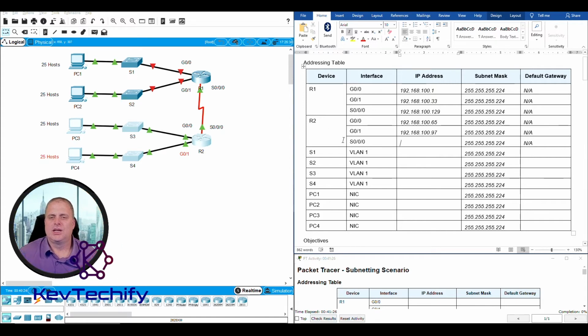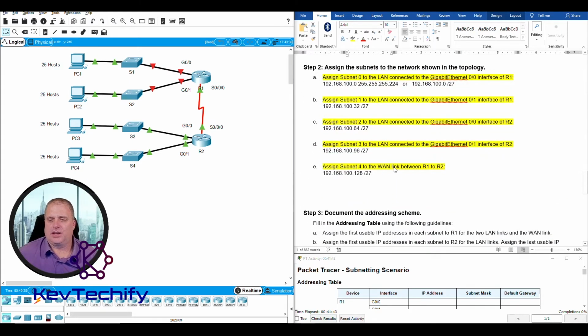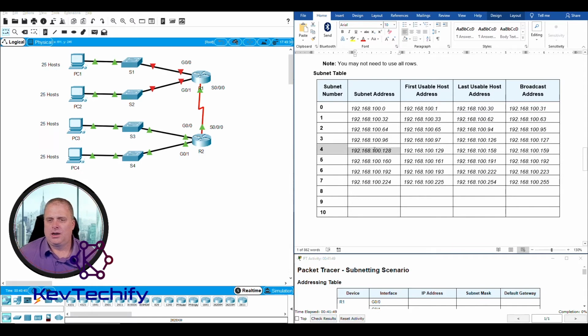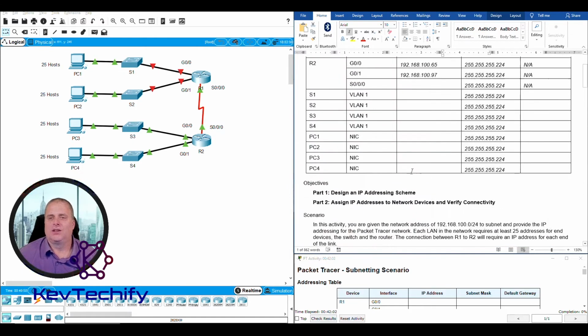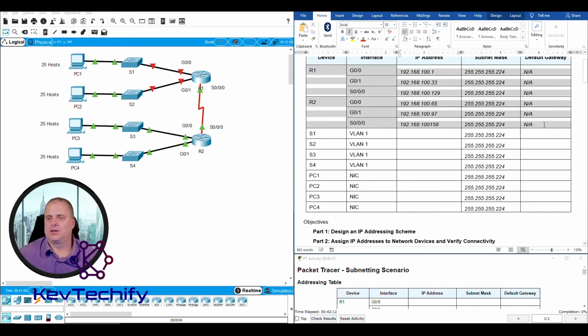And then we have our serial 00 interface yet. That is this other end of this connection. That is our WAN connection. Remember the instructions said use the first usable address here, use the last usable address down here. The subnet that connects R1 to R2 is subnet 4, our fifth one. That'd be right here. Here's our network address. This is the first usable. We also calculated the last usable, 192.168.100.158. This is the address they are asking for, the .158. Let's scroll up here. We have 192.168.100.158. That takes care of all the addressing for our routers.